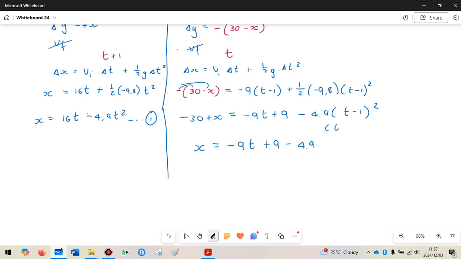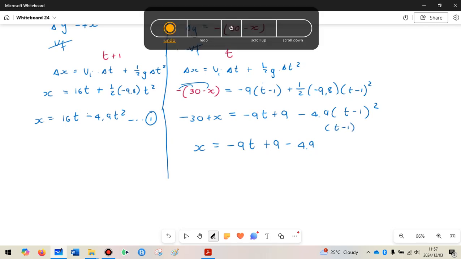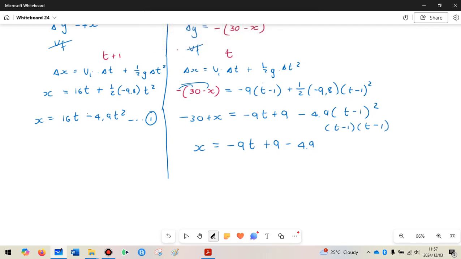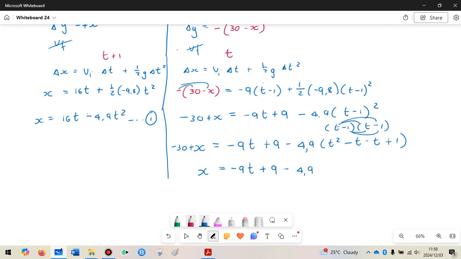Let's times this bracket out. Don't make the mistake of forgetting the middle term. If you're scared you're going to do that, write your bracket twice and do your distributive law. Which then becomes, let's keep the 30 here for now. Don't rush this. Like I said, it's so easy to make a mistake here and then to mess up your calculation.